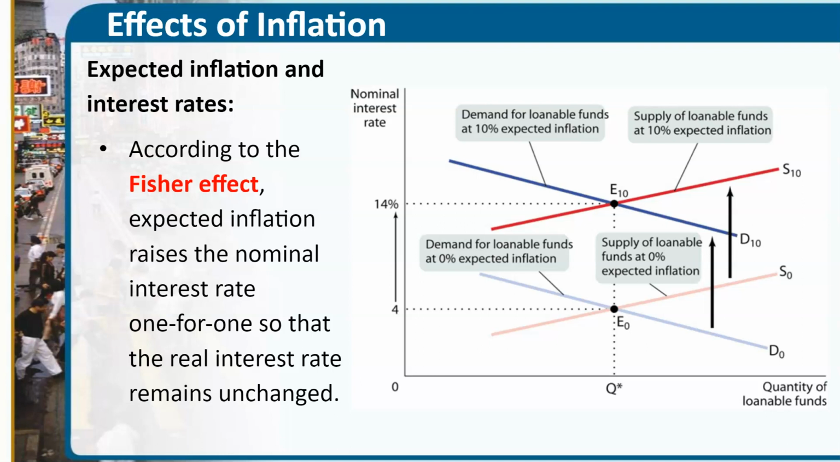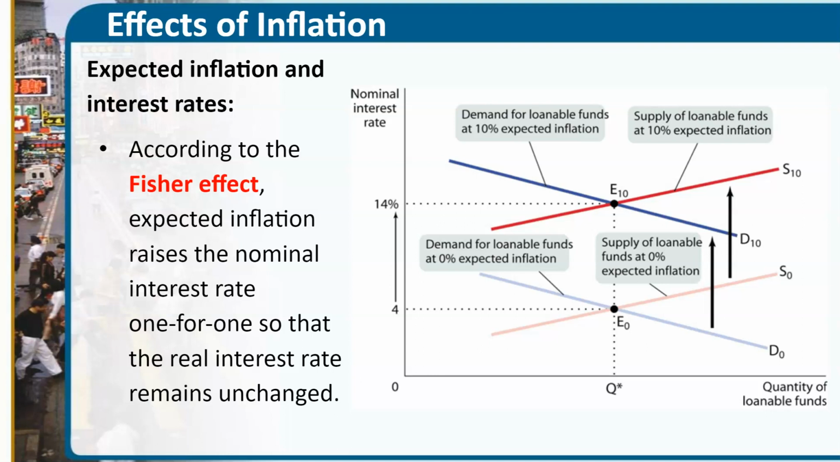So the Fisher effect says if we have anticipated inflation and it rises by the level that we anticipate or expect, then there's really no change in the real interest rate. Because what we're looking at here is the inflation we anticipated.